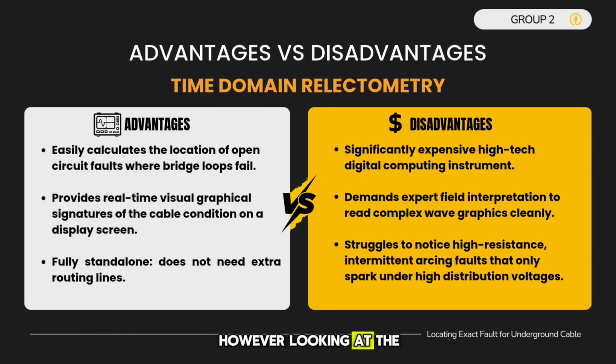However, looking at the right side, our disadvantages are that a TDR unit is a significantly expensive, high-tech digital computing instrument. It also demands expert field interpretation to read and analyze complex wave graphics cleanly. Lastly, it struggles to notice high resistance, intermittent arcing faults that only spark under high active distribution voltages.